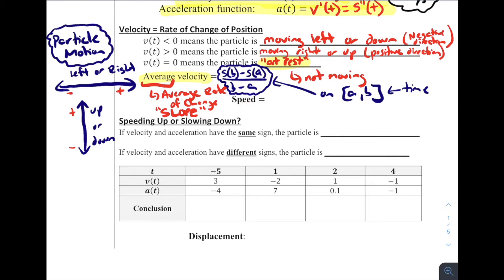But what is speed? For those of you who maybe it's been a while since you took physics or you're not in AP Physics right now, speed is simply velocity without direction. So mathematically, we say that speed is the absolute value of velocity. So it's the absolute value.